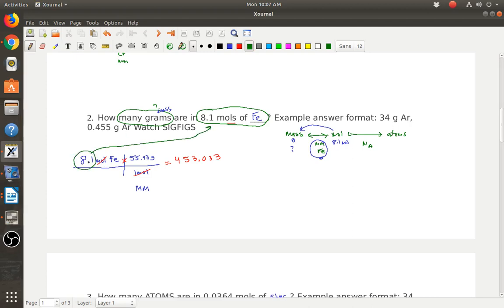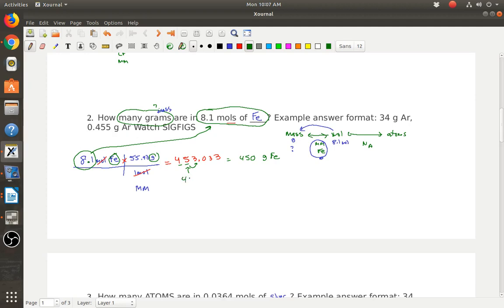There are 2 sig figs here. So 1, 2. I have to round to this spot. So I look at the next number. That's a 3. It keeps the 5 down. So when I round it, it becomes 450 grams of iron. The grams didn't cancel, and the iron molecule, or atom rather, didn't cancel. Now this is the right answer.